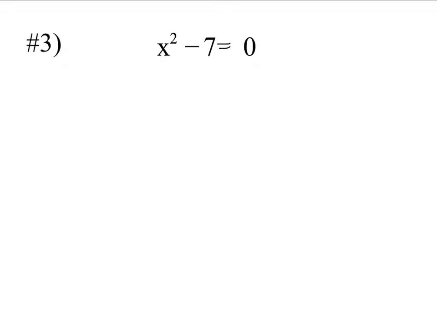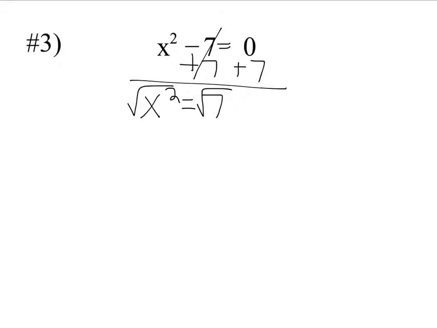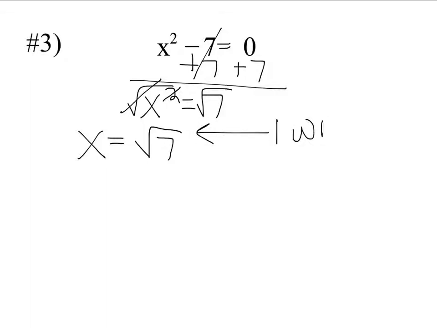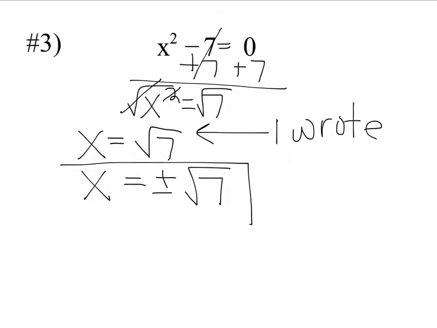Number 3 says, x squared minus 7 is equal to 0. I need to get this squared by itself. So the first thing I'm going to do is add 7 to both sides. That's going to leave me x squared is equal to 7. Now I'm going to square root both sides to get rid of the squared. Square root and the square cancel, leaving you x equals the square root of 7. But remember, because I wrote this square root, it needs to be plus or minus the square root of 7, which means your answer is the square root of 7 and negative square root of 7.